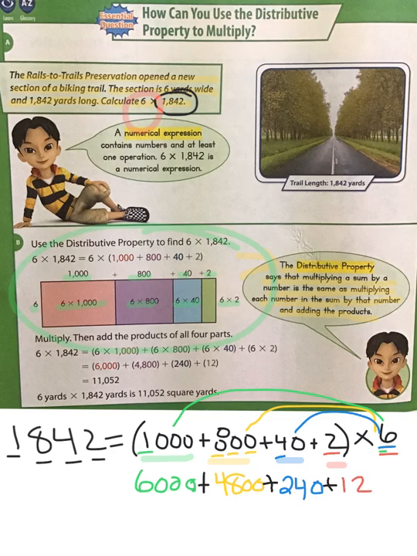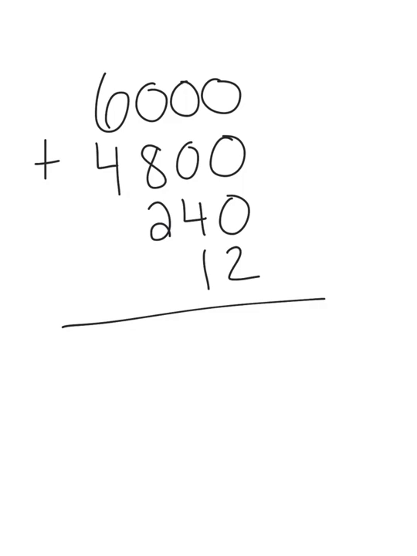The last step in solving this problem is adding all of these products together, and we call them partial products because they are just part of the answer. So we are going to add up 6,000 plus 4,800 plus 240 plus 12. When you add up your partial products, make sure that you line up the digits.